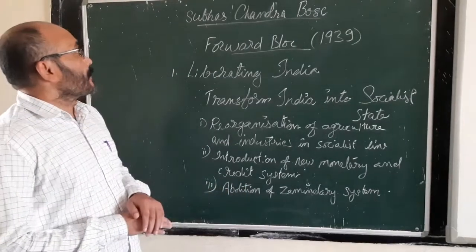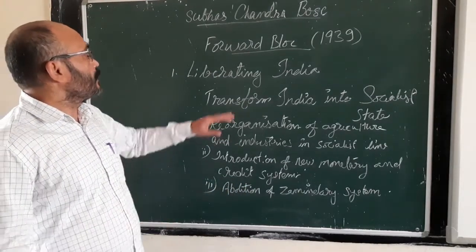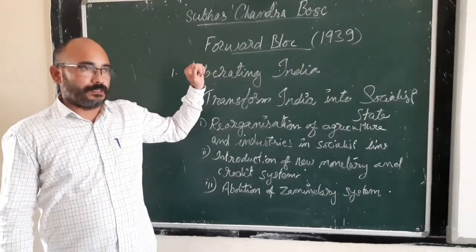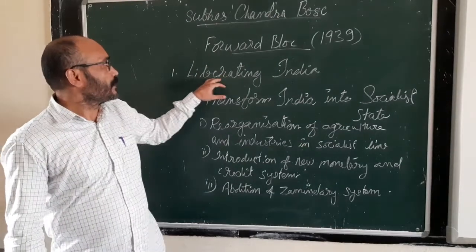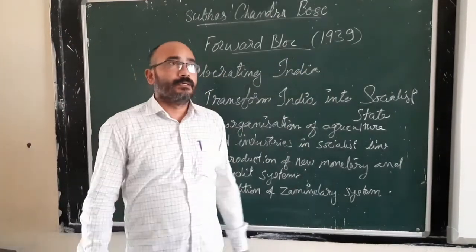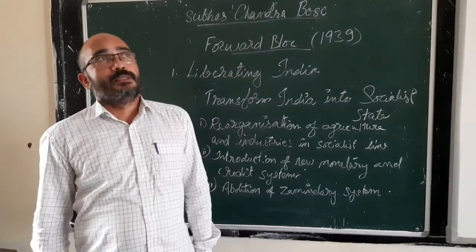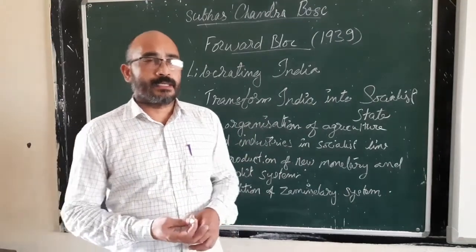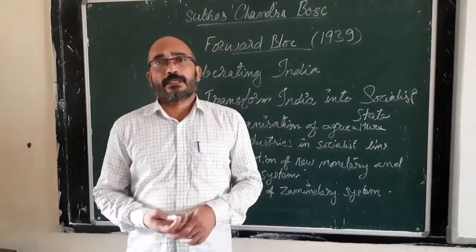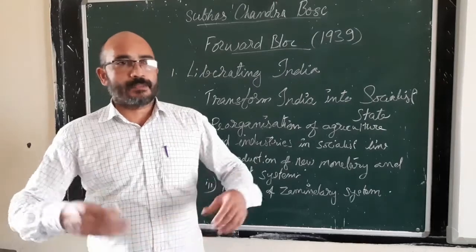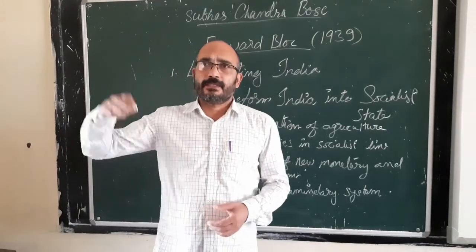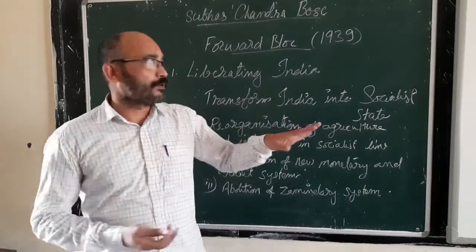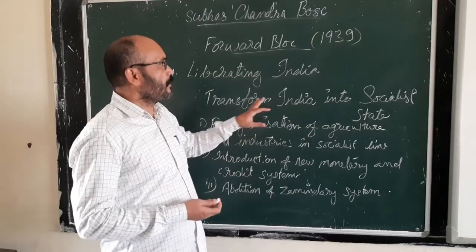So that was his plan, and with that purpose he started the Forward Bloc. The main objective of the Forward Bloc was the liberation of India from the British hands. Okay, that's all about the Forward Bloc. After the formation of the Forward Bloc, we have seen already in the previous class, in 1940 he was arrested by the British and kept under house arrest. Then he escaped to Europe. So the Forward Bloc chapter is almost over.